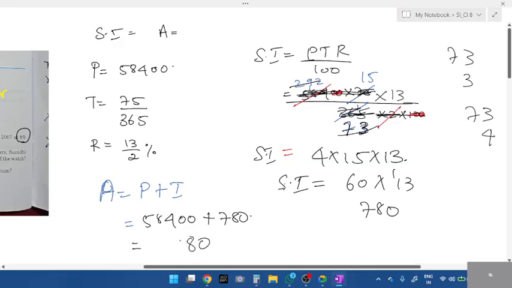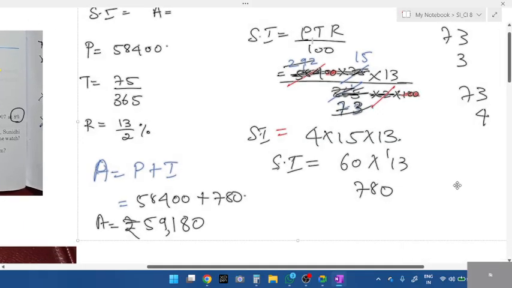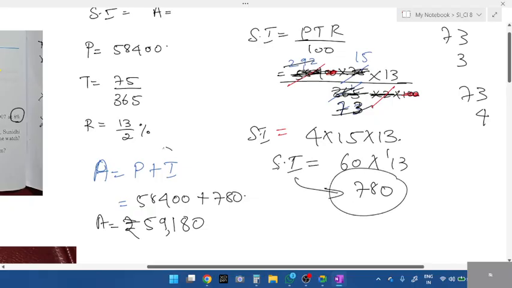Check. Can you check the answer in the textbook? Is it 59,180? Amount is equal to rupees 59,180, students. Is it clear? Any doubts? So what did we find here? What are the two things we found? Interest, simple interest, and amount.